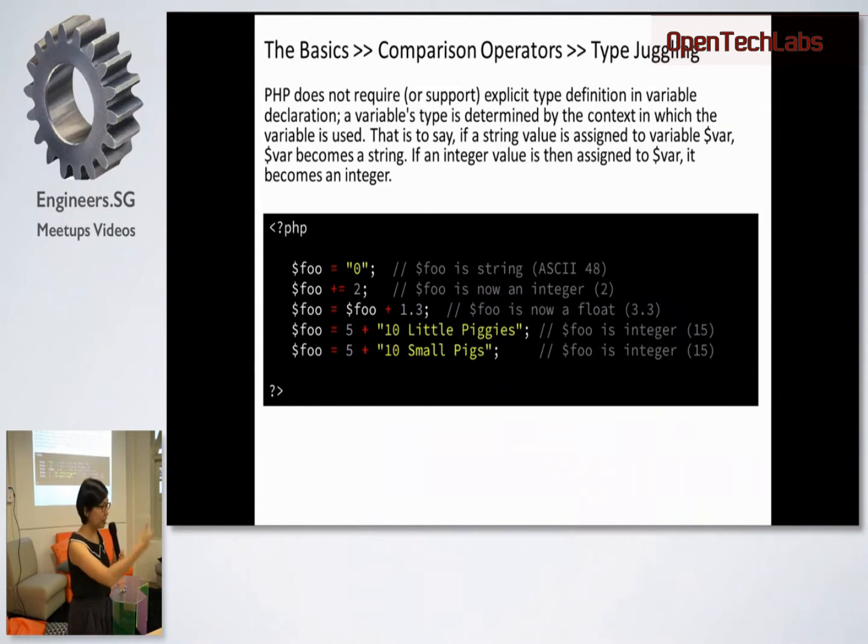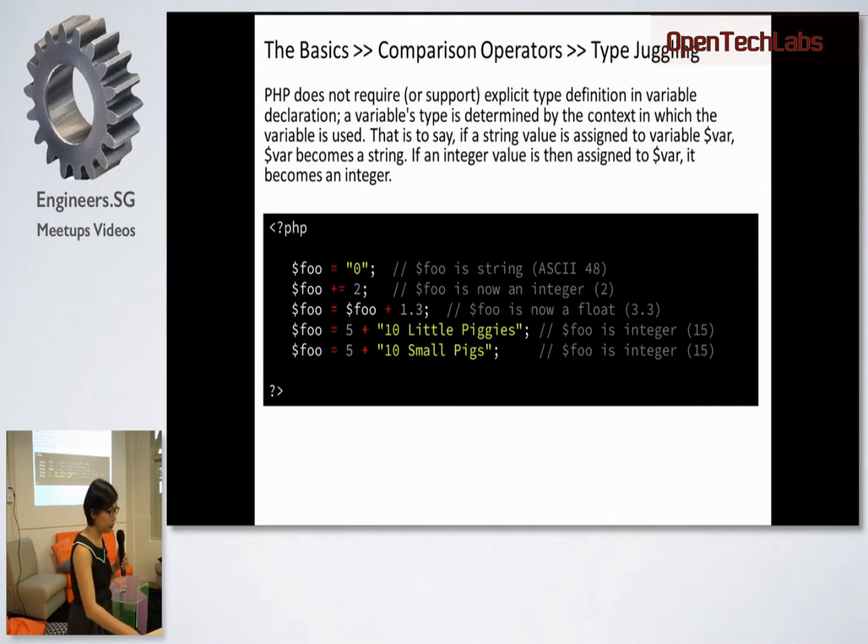Like I said earlier, PHP has this thing called type juggling. It tries to understand what the type of data in your variable is. For example, if you say foo equal to 0, but you enclose it in double quotes, it will treat it as a string. Then, if you perform a mathematical operation on it, since 0 is a number and 2 is a number, it will try to interpret it as an integer.